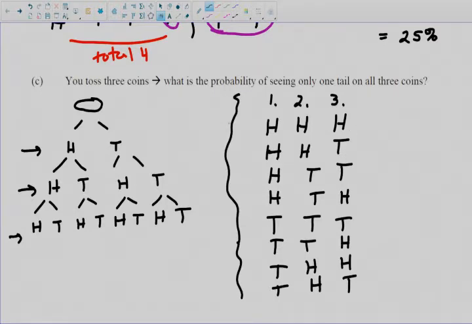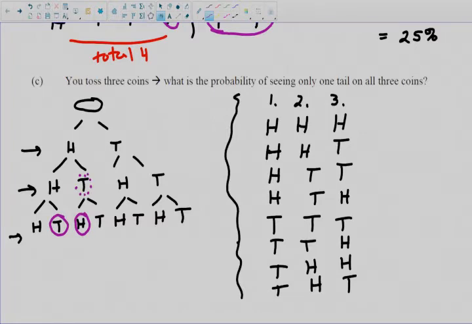So we haven't answered the question yet. So you toss 3 coins. What is the probability of seeing only one tail on all 3 coins? So let's circle all of the scenarios where we only have one tail. So HHT. I'm just going to circle the bottom one instead of the entire branch. But this would be the branch that gives just one tail. Coming down here, this would be the branch. There is one tail right there.